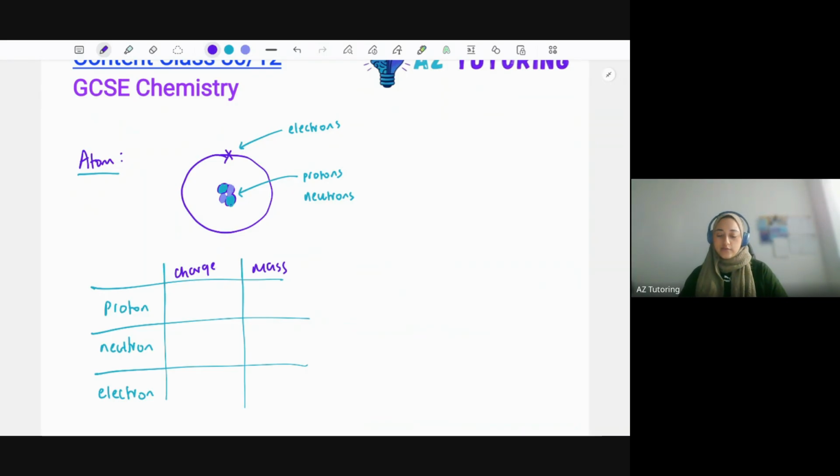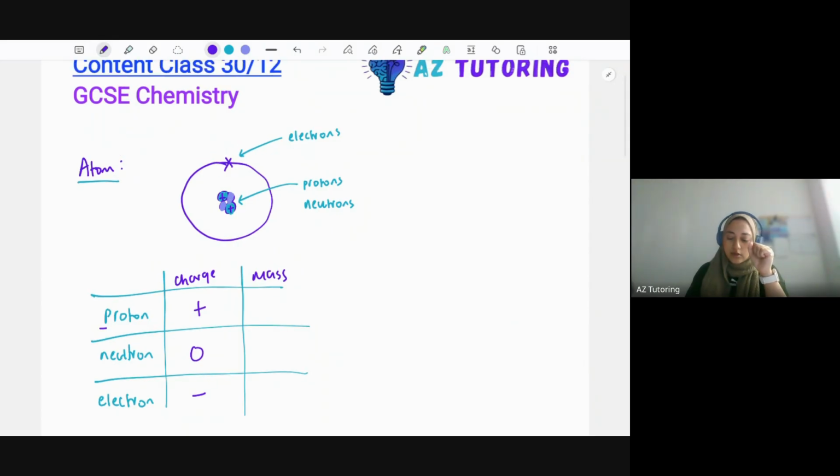In terms of the relative charge, the protons are positive, so you can remember that by p for proton, p for positive. The neutron is neutral, which means it's got no charge, and the electron has a negative charge. So overall, if you think about it, the protons are positive in the middle, and neutrons. So overall, your nucleus is positive, and your electrons orbiting around are negative. So there's attraction there. If you think back to physics, positive and negative attract.